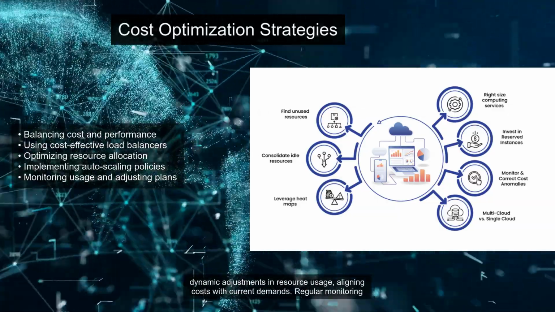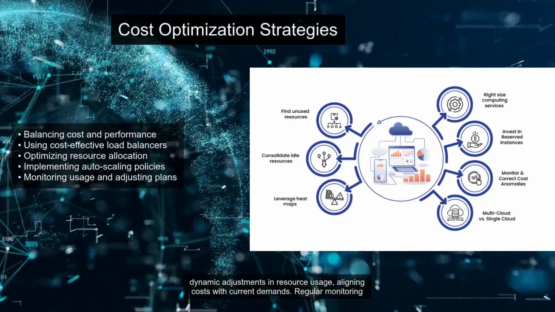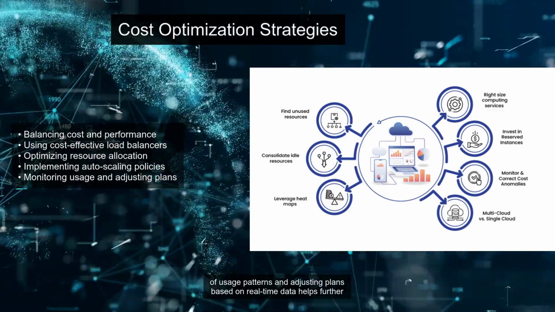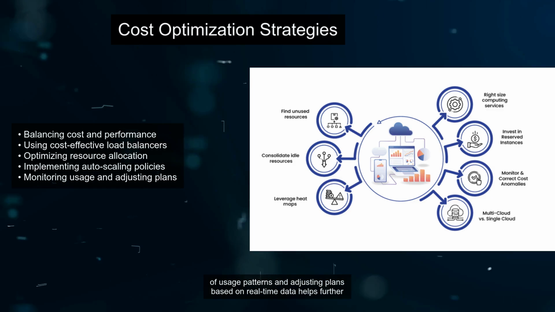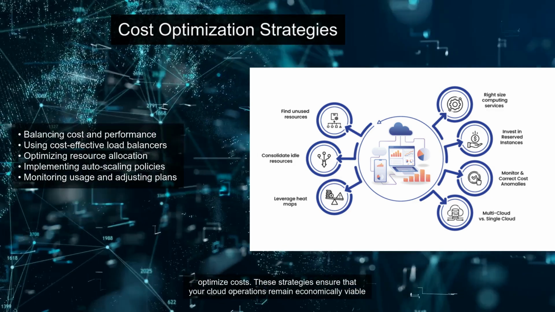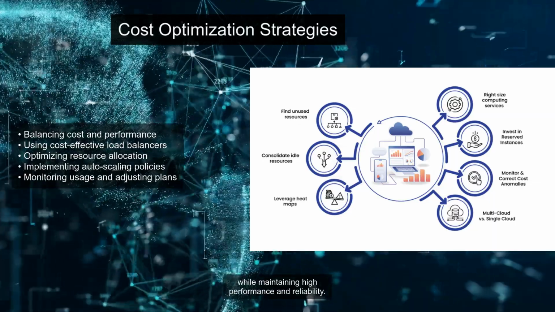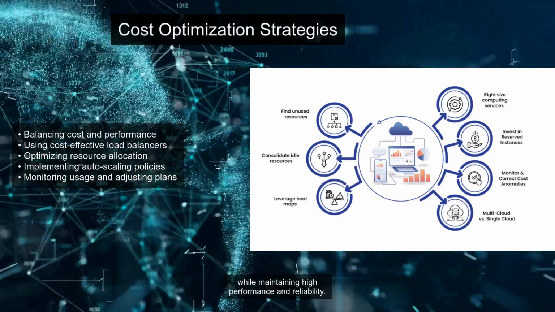Implementing auto-scaling policies allows for dynamic adjustments in resource usage, aligning costs with current demands. Regular monitoring of usage patterns and adjusting plans based on real-time data helps further optimize costs. These strategies ensure that your cloud operations remain economically viable while maintaining high performance and reliability.